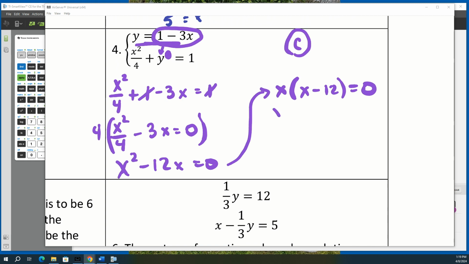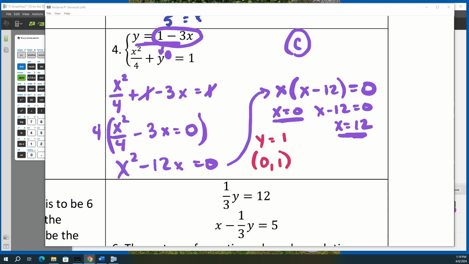Right? And then we'll set each of those equal to 0. So x is 0, but x is also 12. All right, and then to find the y that goes with each of those, I'm just going to plug the x's in here. We could put the x here, it doesn't matter. It's just a little bit easier to do in the other one. So when I put in 0, I get 1. And when I put in 12, I get negative 35.